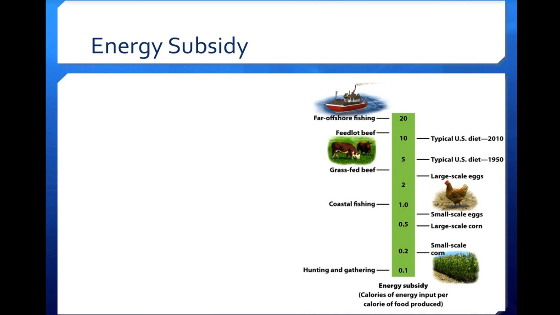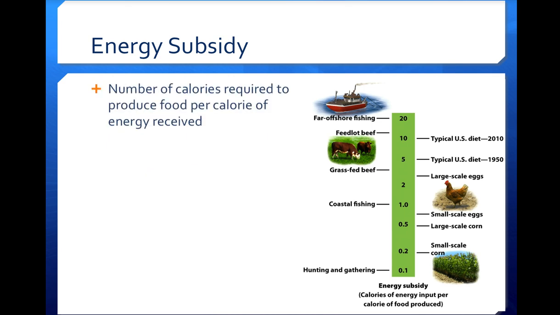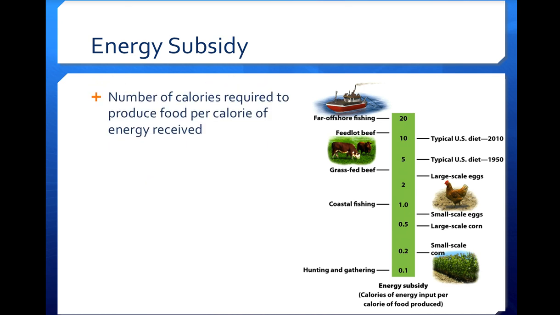Now, this brings us to the topic of energy subsidy. Energy subsidy is a term that we use to describe how much energy needs to be put in to the farming process in order to get 1 calorie of energy out of the farming process. So, in other words, this is the number of calories required to produce food for each calorie of energy received. This means that our choices about what we eat are also energy choices.